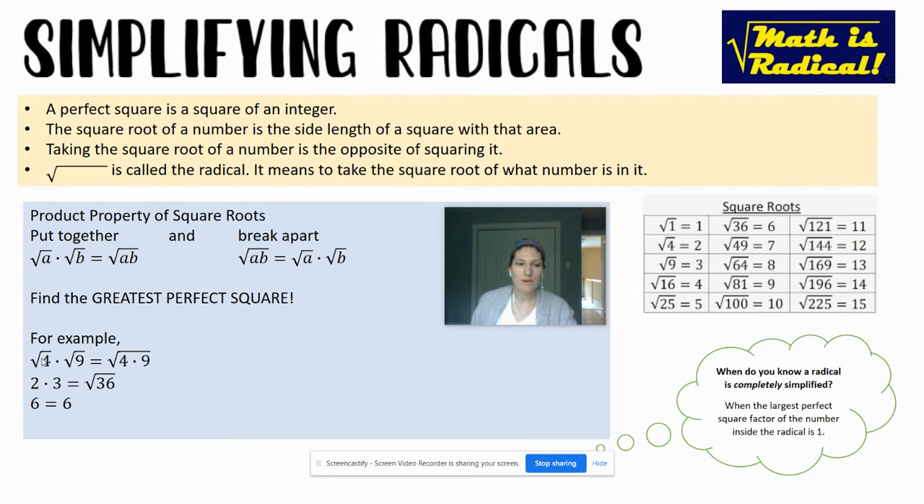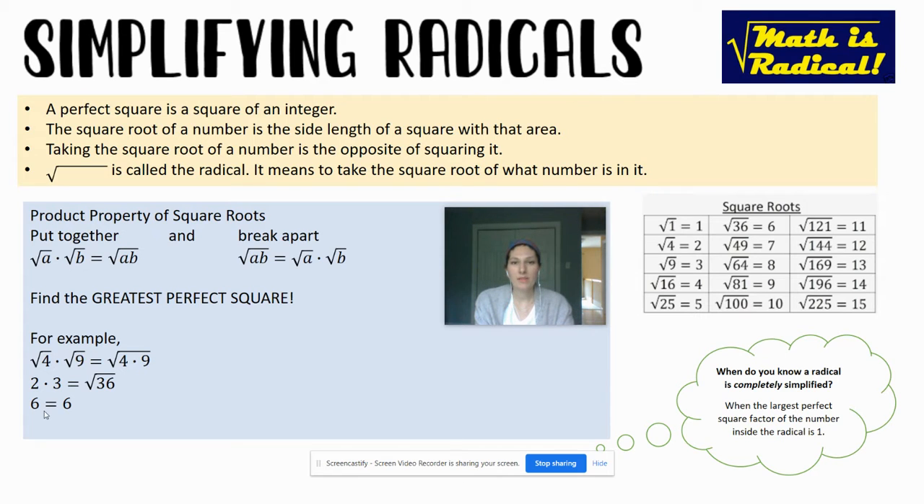Down here, when I multiply 4 times 9, I get 36, and the square root of 36 is just 6. Over here on the left-hand side, if I were to simplify those radicals separately, the square root of 4 is 2, and the square root of 9 is 3, and 2 times 3 is also how I could get my answer. A popular question is, how do you know if your radical is simplified? How do you know if you're done?